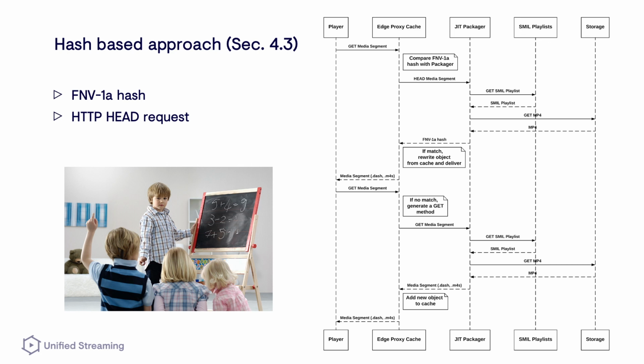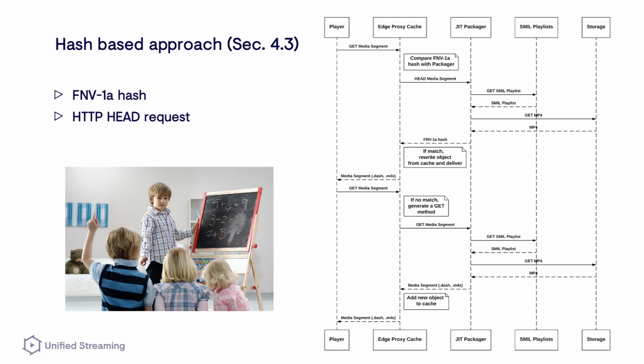If it's already stored, then we can just return the media segment, because we look it up based on the hash. Otherwise, another request goes to the JIT packager to get the segment, and then the segment is returned. So this is the hashing-based approach. Instead of having more GET requests, we introduce a HEAD request, which has lower overhead.